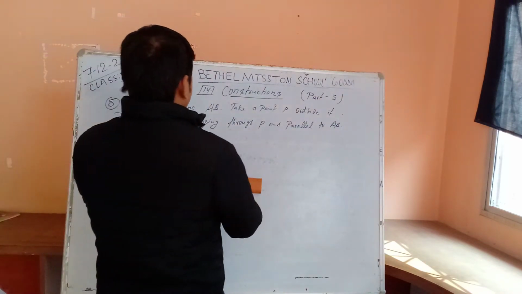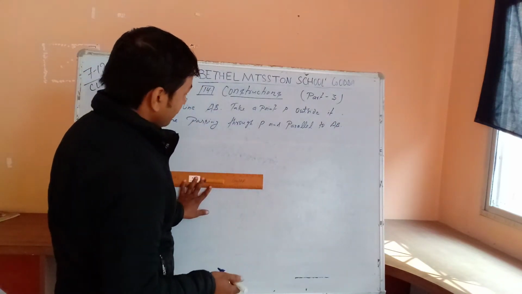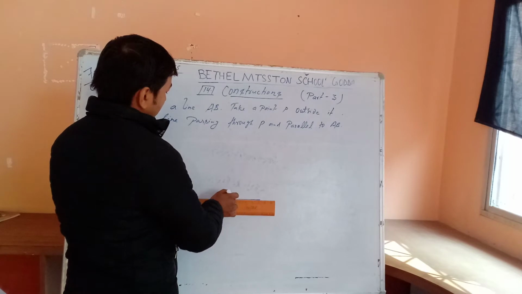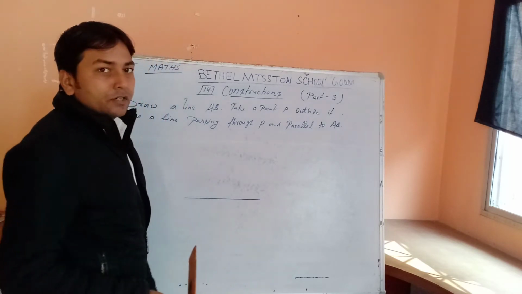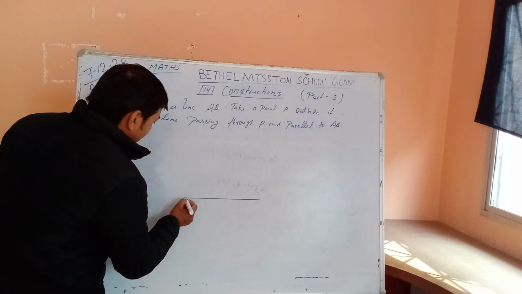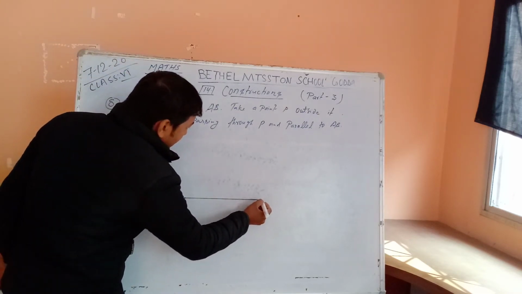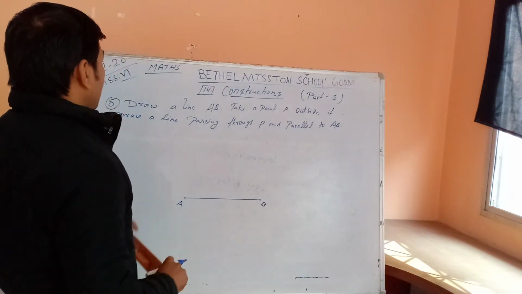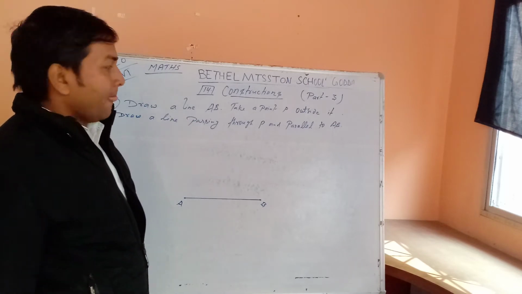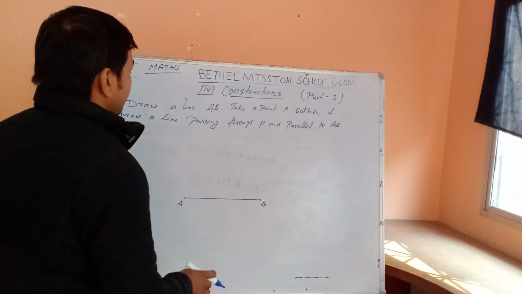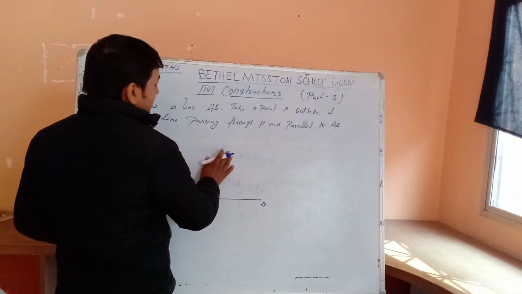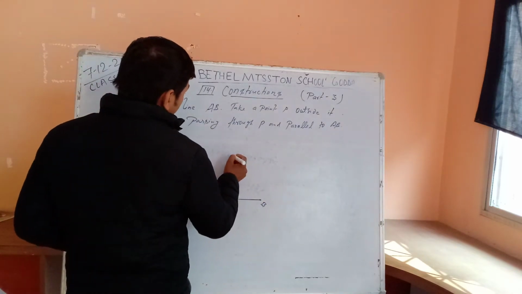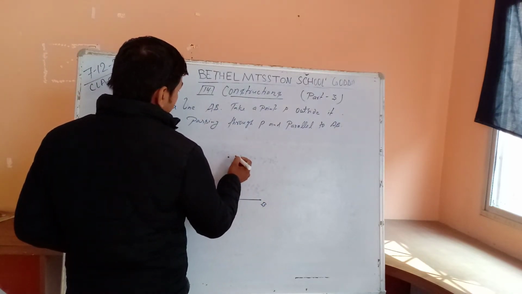Draw a line. Measurement is not given, so you can take a medium size as you wish, and give the naming AB. We have drawn AB. Take a point P outside it. P should be outside it, either upside of the AB or downside, as you wish. Suppose I have taken it here, that is P.